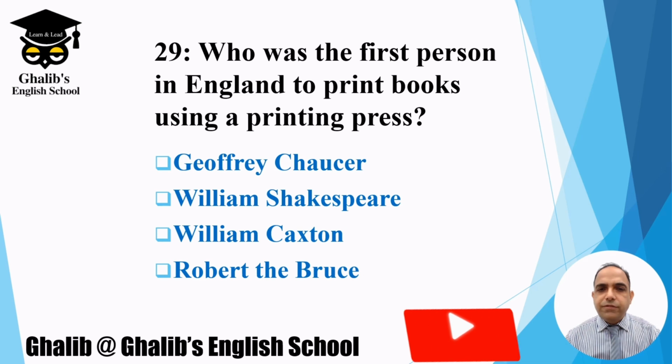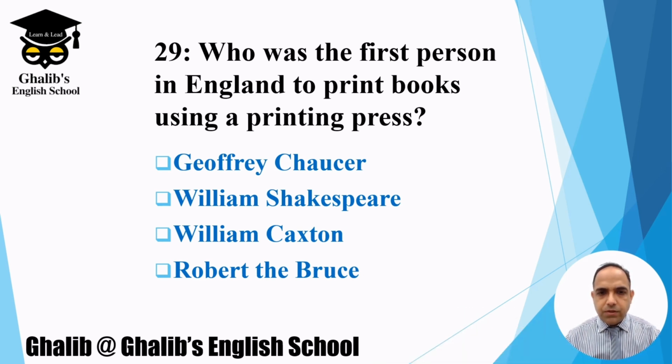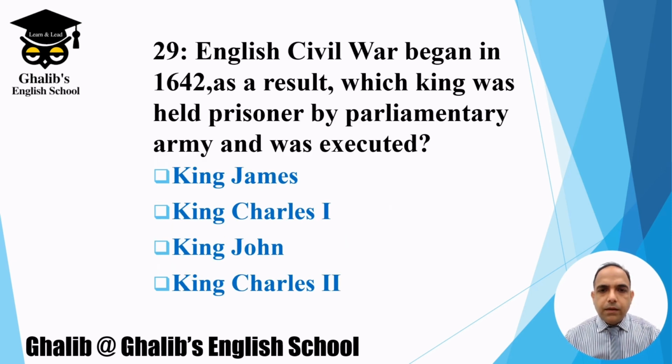Who was the first person in England to print books using a printing press? William Caxton was the first person who used a printing press to do printing. The English Civil War began in 1642. As a result, which king was held prisoner by the parliamentary army and executed? King James, King Charles I, King John, or King Charles II? King Charles I.